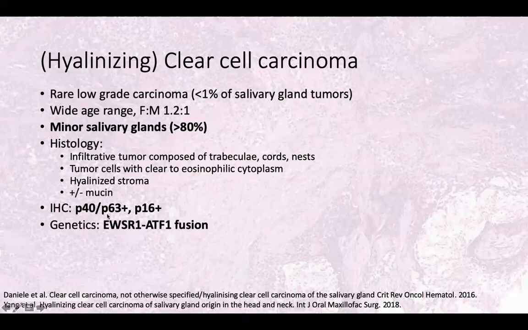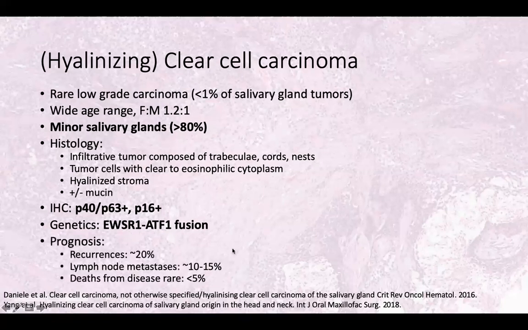By genetics, they show an interesting EWSR1 gene rearrangement with ATF1. And for prognosis, it's a low-grade tumor. They do have rare recurrences, occasionally lymph node mets. It's very rare for people to die of this disease, but it can be associated with recurrences and lymph node mets.